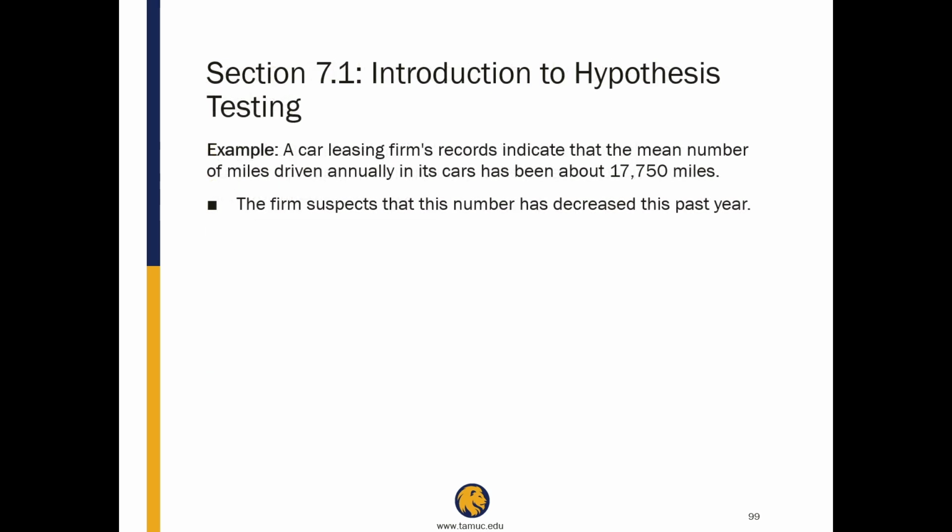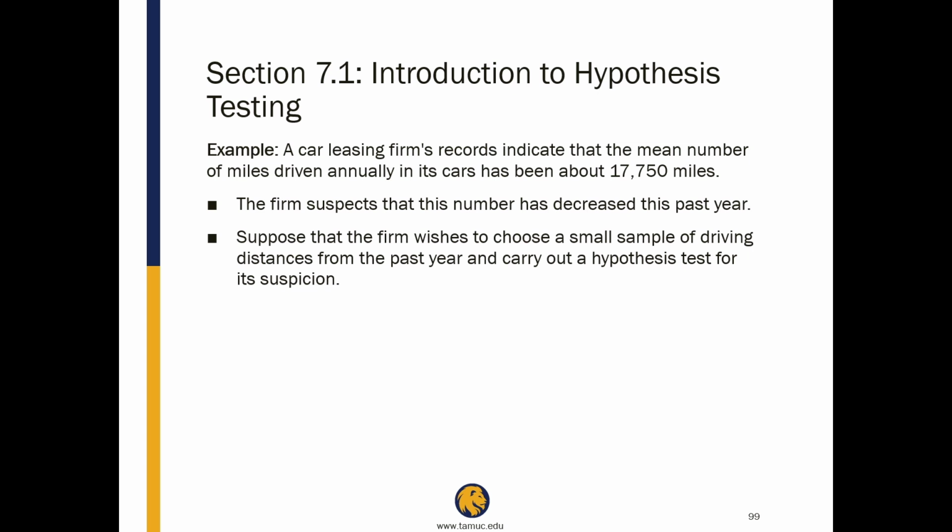Let's look at this example here. A car leasing firm's records indicate that the mean number of miles driven annually in its cars has been about 17,750 miles. However, they suspect that this number has decreased in the past year. To test this claim, suppose the firm wishes to choose a small sample of driving distances from the past year and carry out a hypothesis test for its suspicion.